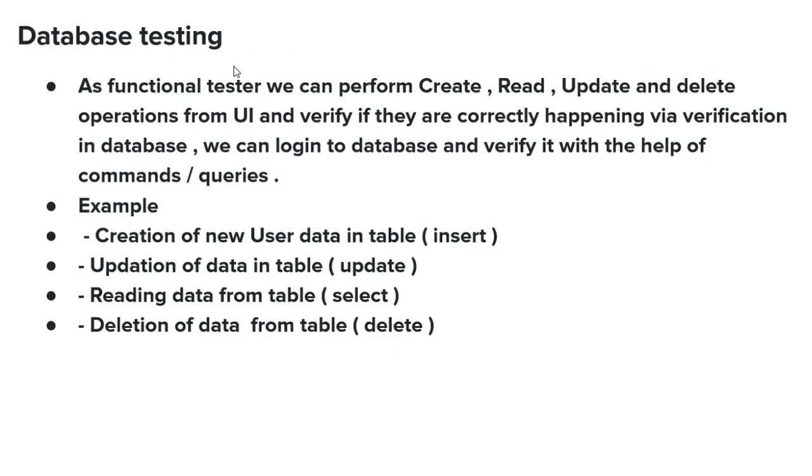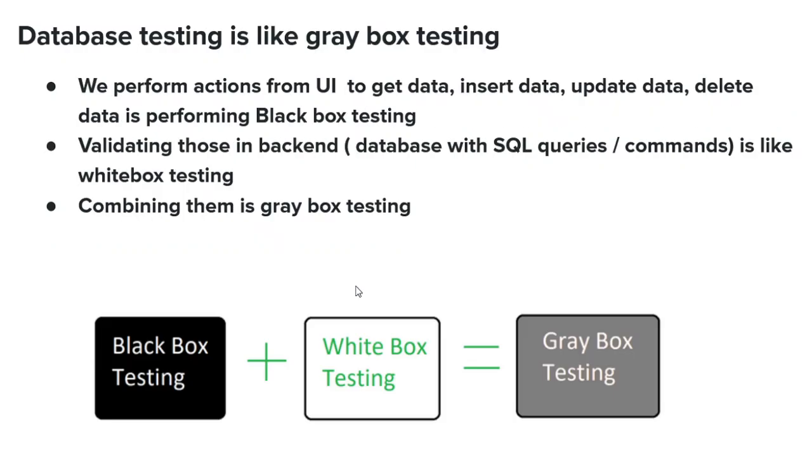As a functional tester, we have to focus on creation, reading, updating and deleting operations from the UI and verify that they are correctly happening by verifying in the database. There would be a database system in which we log in, and then we can verify that with the help of SQL commands, also known as SQL queries. Creation means inserting new data in a table. Updating means updation of data in the table. Using select commands, we can read the data from a table. And using the delete command, we can delete the data from a table.